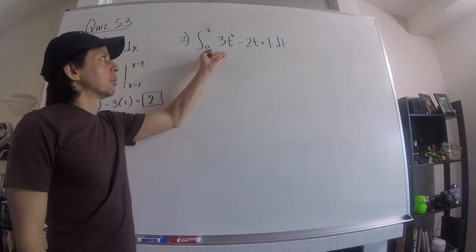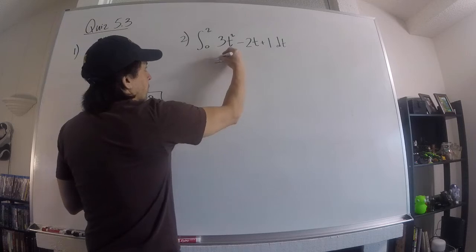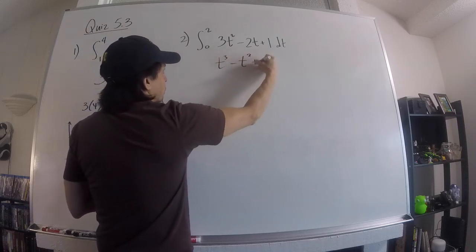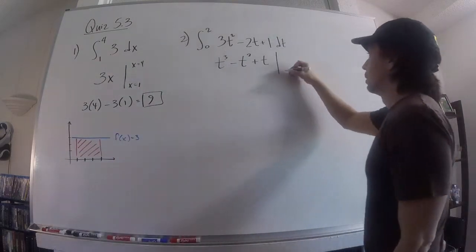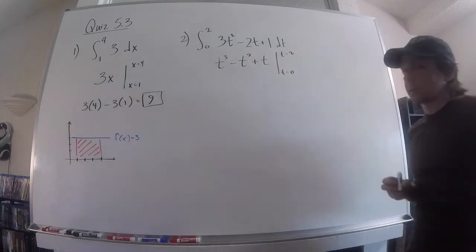Okay, power rule. There's just a polynomial. I'm just doing power rule all the way down. t cubed minus t squared plus t. I'm going from 0 to 2. And so now it's just me doing a lot of arithmetic.